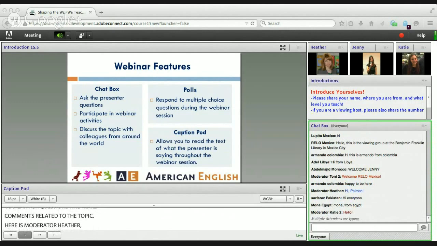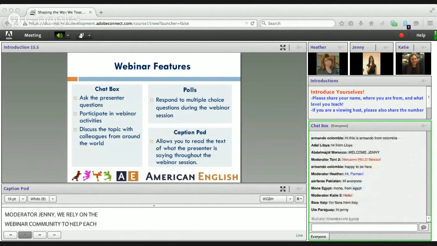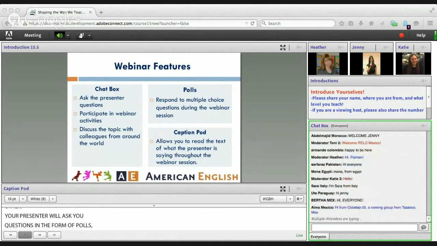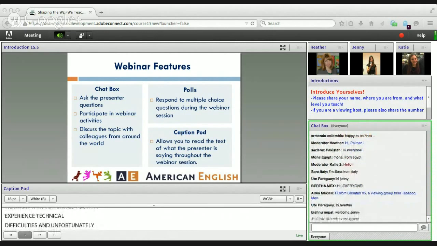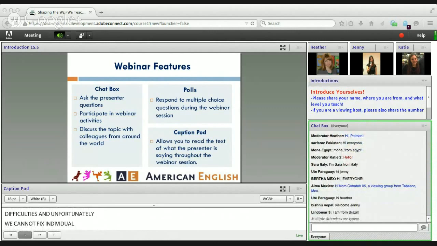Your presenter will ask you questions in the form of polls. These are multiple choice questions that will appear for you on the screen. We know that sometimes you may experience technical difficulties, and unfortunately we cannot fix individual technical issues, but we will let you know that we're having a global problem. But if you do lose sound, a great way to follow along is with the caption pod.